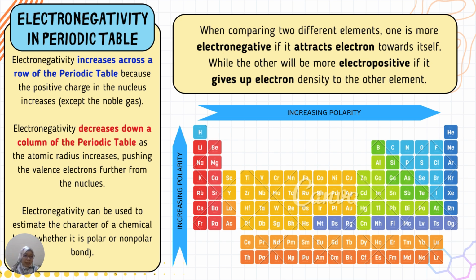Electronegativity can be used to estimate the character of a chemical bond, whether it's a polar or non-polar bond. When comparing two different elements, normally one is more electronegative if it attracts electrons towards itself, while the other will be more electropositive if it gives up electrons to the other element.